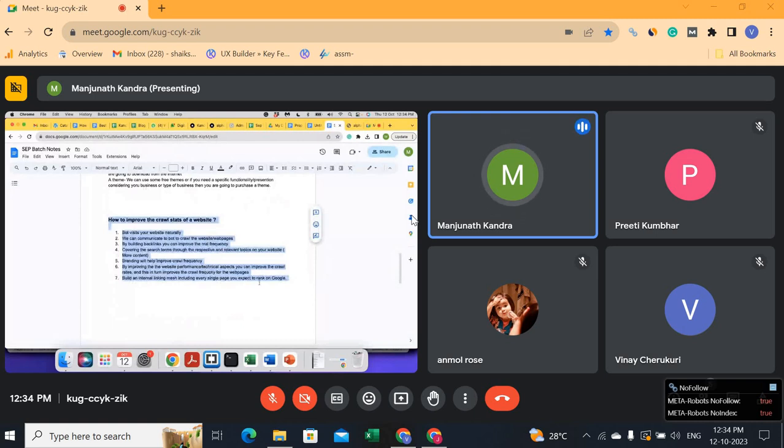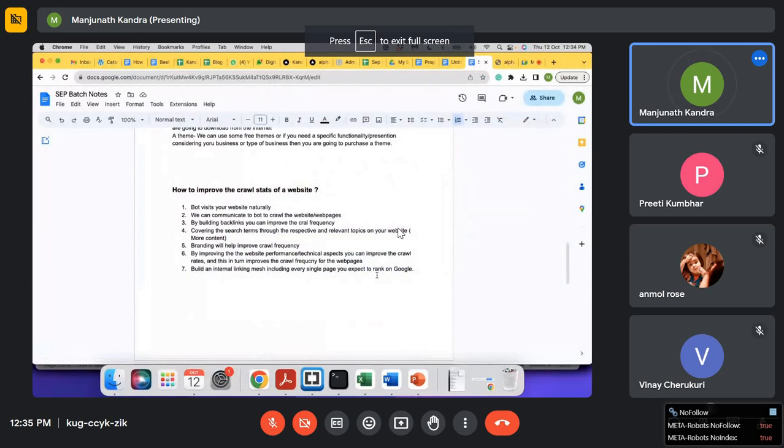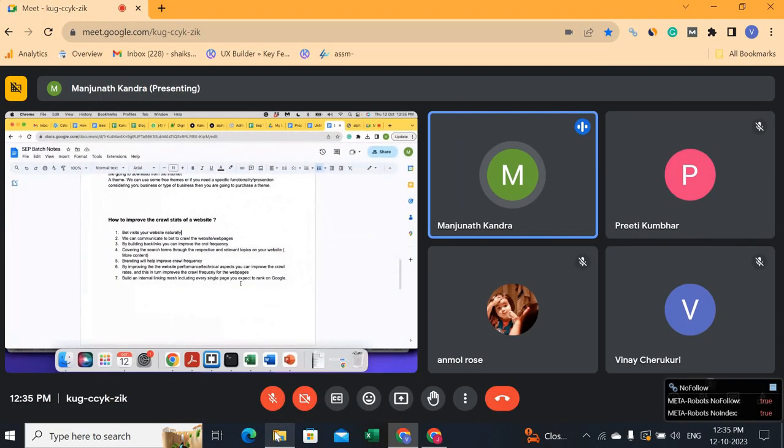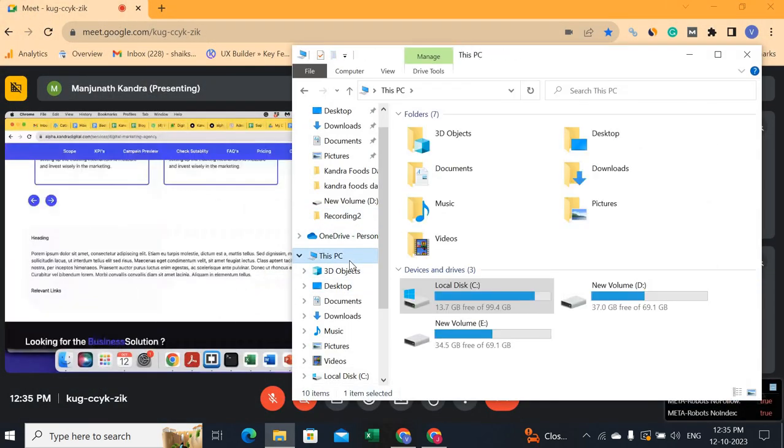Hope all of you are very clear with the raw stats, and give me 1 minute. There is some issue with my computer. Just let me close some of the tabs.